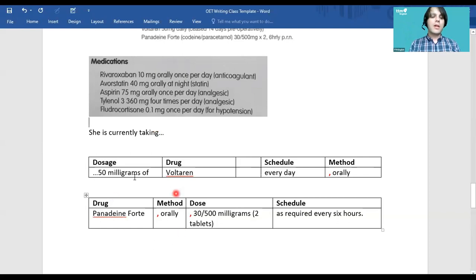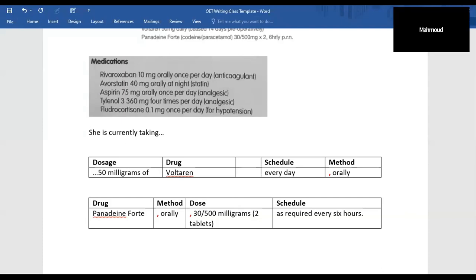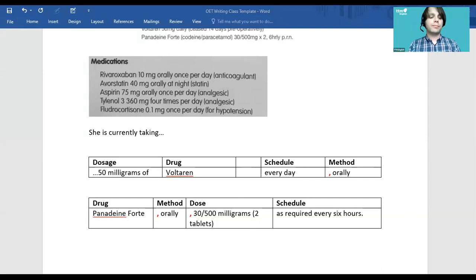All right, you've got an example of how to do it. Right, you can see my commas. You can see how I'm dividing it. I'll give you 2 minutes, right? Write down one or two medications in detail with correct punctuation. Ready? Okay, go for it. Write it down. 2 minutes starts now.